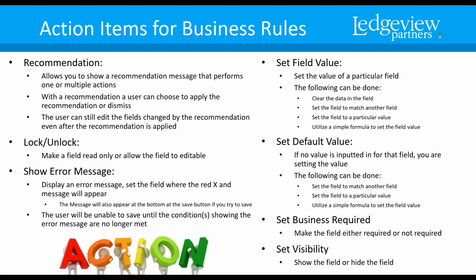So the different type of action items that you can use business rules for are recommendation. This is one of the least utilized ones that I see, but it's pretty interesting. It allows you to show a recommendation message that performs one or multiple actions. With the recommendation, however, a user can choose to apply the recommendation or dismiss. That's one of the main reasons why I see it not utilized, because it's just a recommendation. The user can still edit the fields changed by the recommendation even after the recommendation is applied. So it's not really a rule, it's a recommendation at this point. The rest of these are rules.